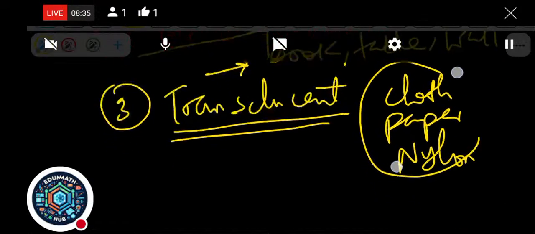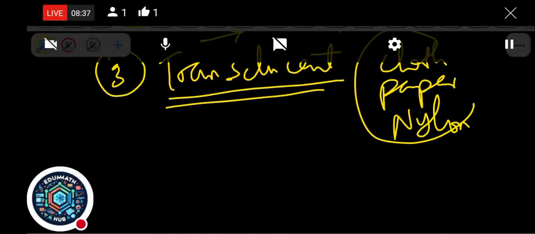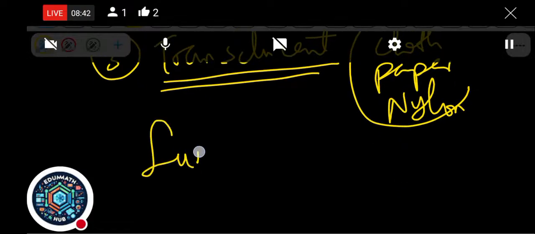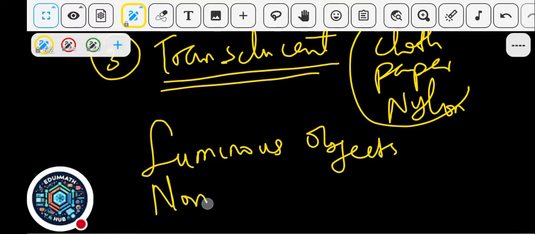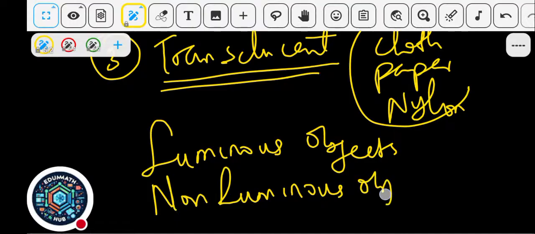Then the next one we're going to look at is what is called luminous objects and non-luminous objects. Luminous objects. The next one is non-luminous objects. So ask yourself, what is luminous? This word lumi means light. Anytime you see a word that starts with lumi, like illuminate, it means to bring light. So this lumi here means light.